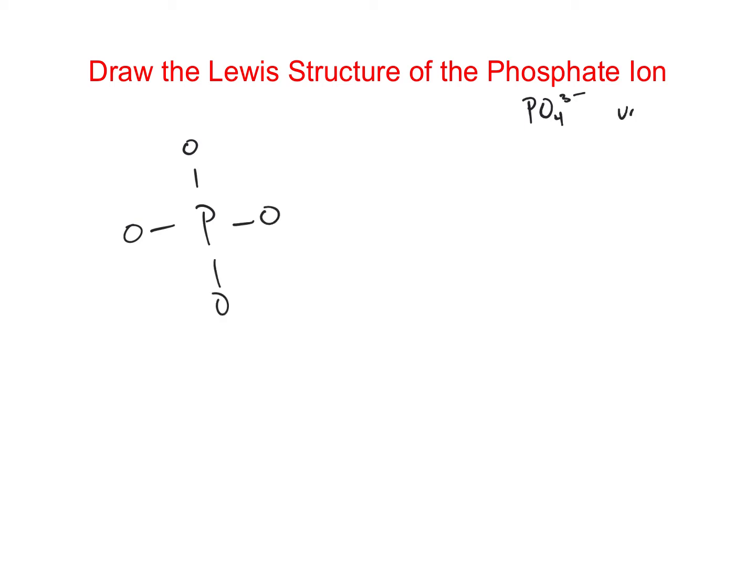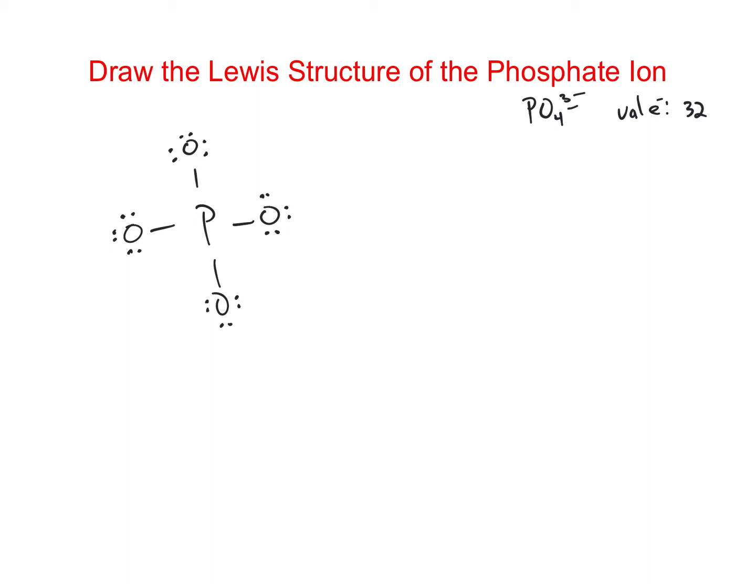Our valence electrons: 4 oxygens, each of which has 6. So 4 times 6 is 24, plus the 5 from phosphorus is 29, plus the -3 charge gets us 32. So I've given out 2, 4, 6, 8 from the single bonds. So here's 10, 12, 14, 16, 18, 20, 22, 24, 26, 28, 30, 32.